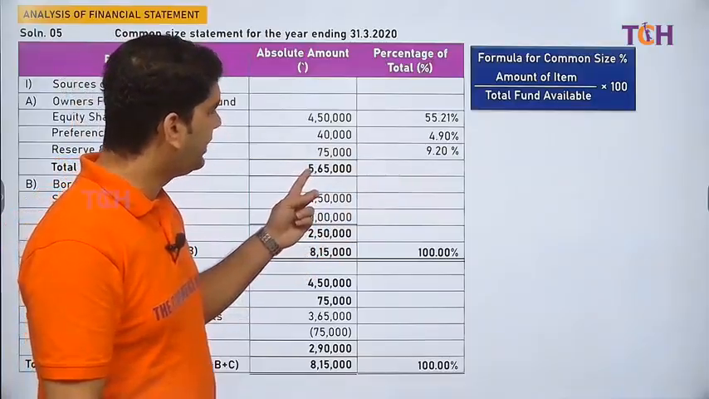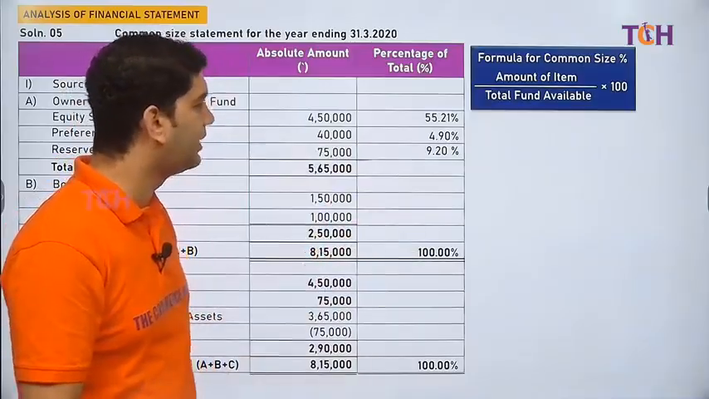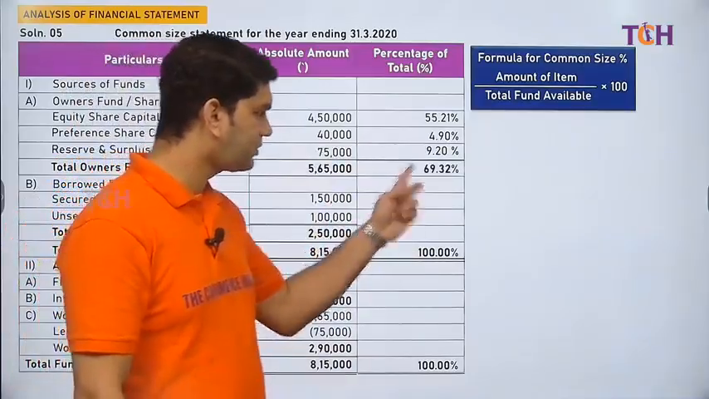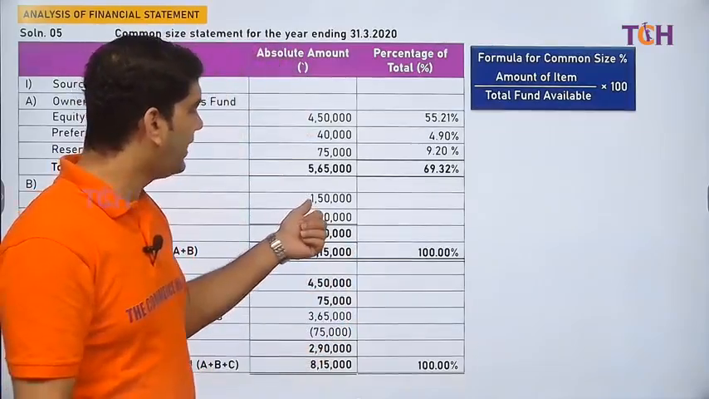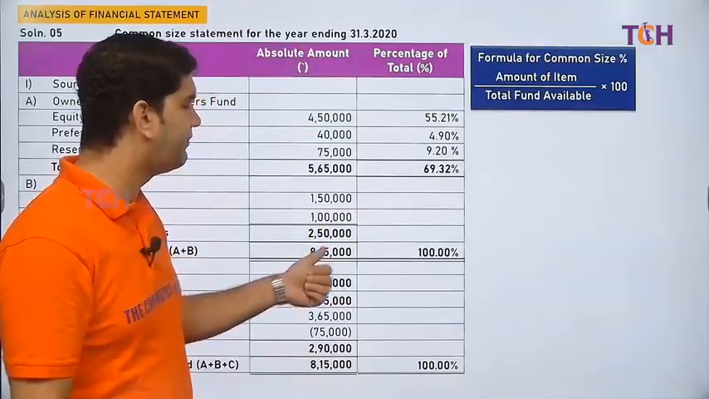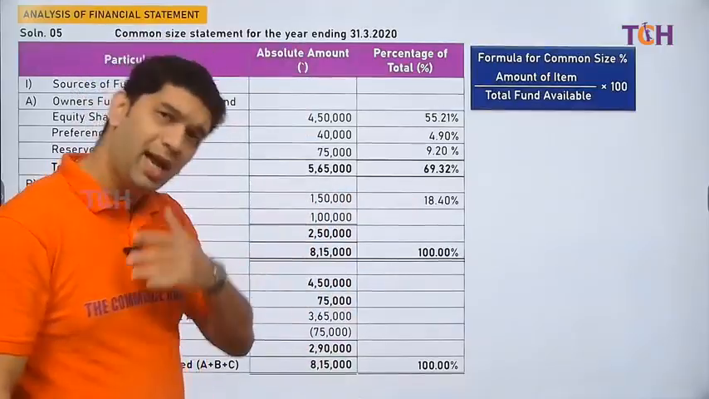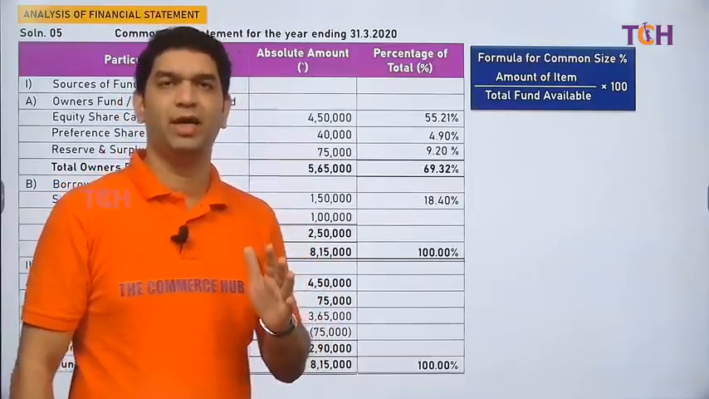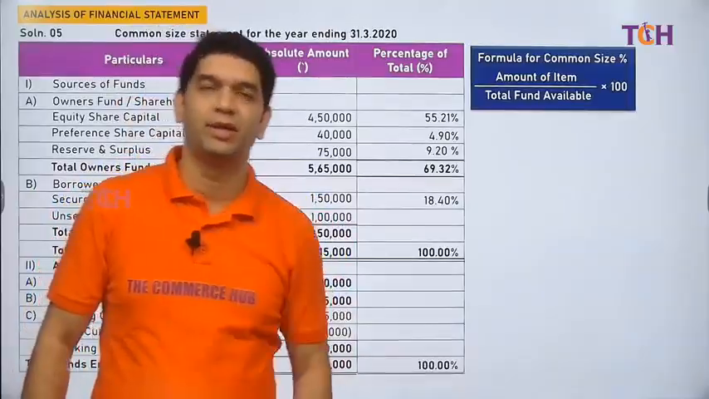Then 5,65,000 divided by 8,15,000 into 100 will give you 69.32%. Then again 1,50,000 divided by 8,15,000 into 100 comes to 18.4, and so on. Whatever amounts we have, every time that amount is divided by the total into 100. That is how we'll calculate.